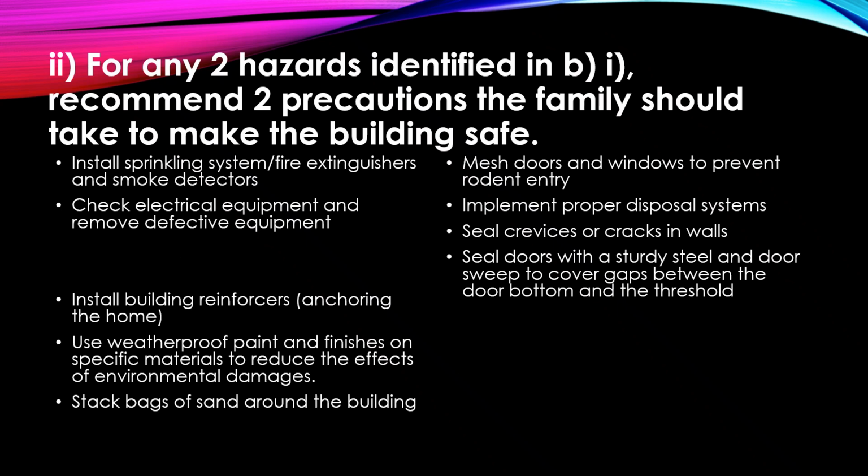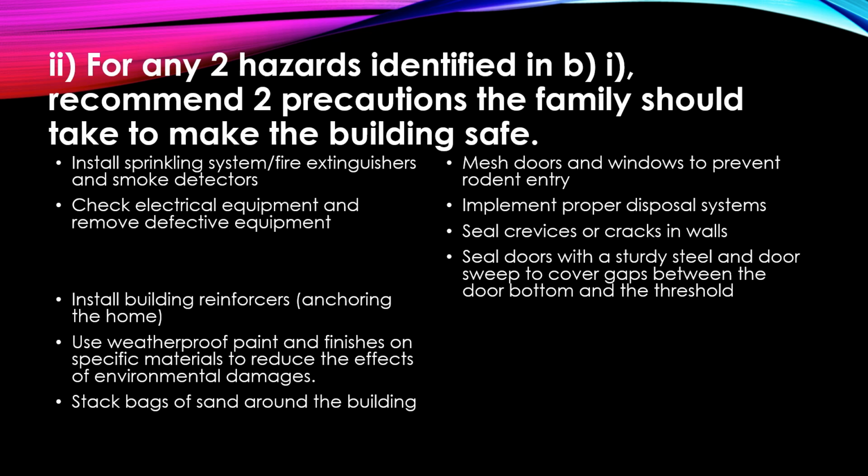And finally, number 6, part 2. For any 2 hazards identified in B1, recommend 2 precautions that the family should take to make the building safe. So you would have named 3 hazards. Now you're asked to recommend 2 precautions the family should take to make the building safe based on the hazards that you would have named before.